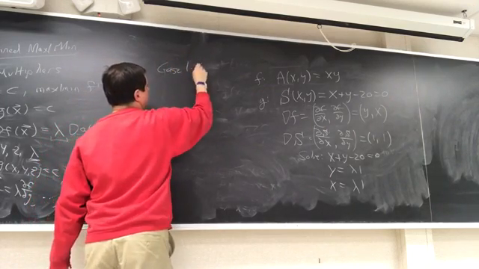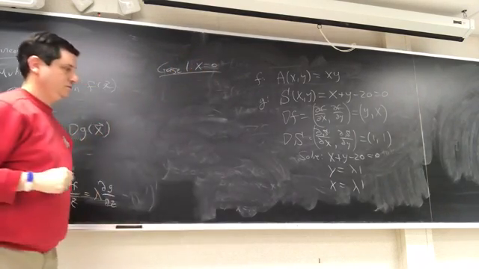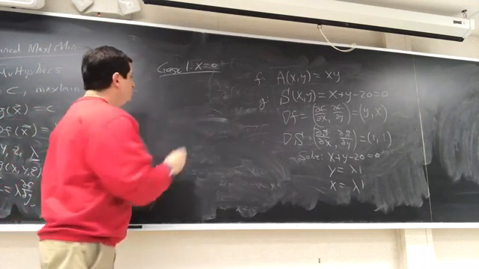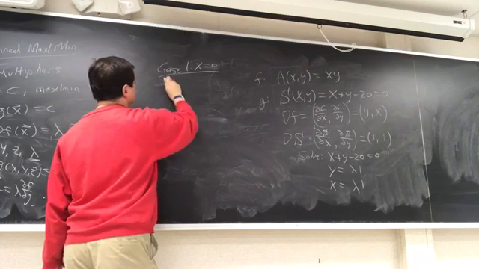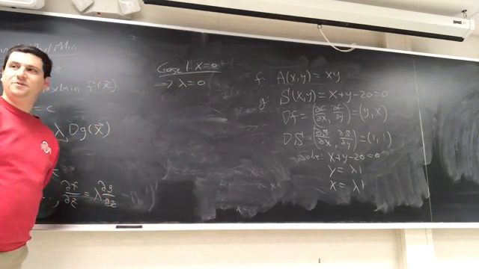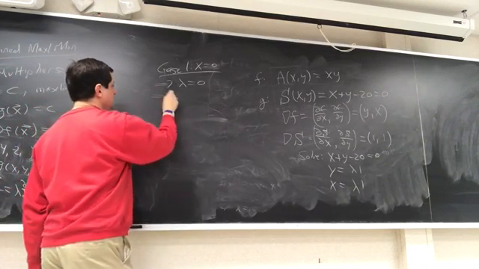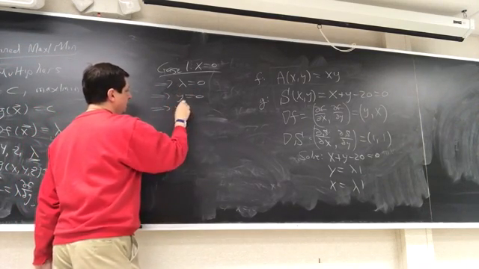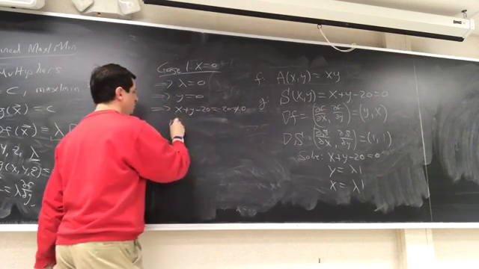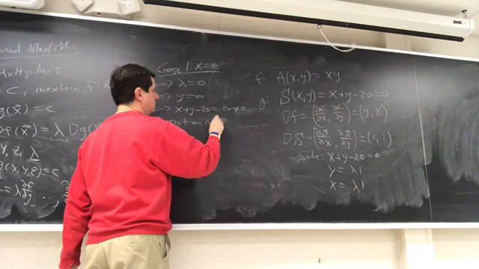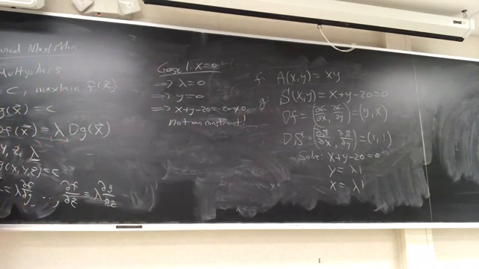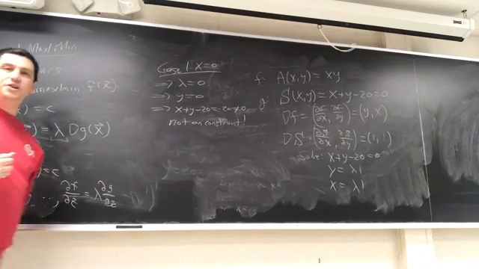Case 1, x equals 0. Well, if x equals 0, what does lambda equal? 0. So we then get lambda equals 0. If lambda equals 0, now what do we immediately deduce? Y equals 0. Therefore, y equals 0. Therefore, x plus y minus 20 equals negative 20, which is not 0. Not on the constraint. So do we have to worry about the case x equals 0? Yes, but it's not going to contribute a candidate.